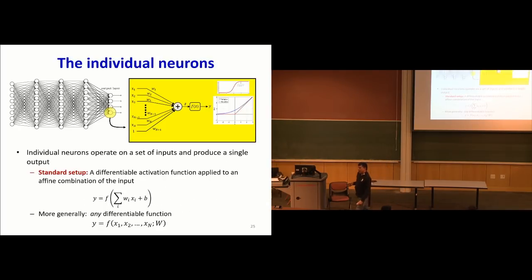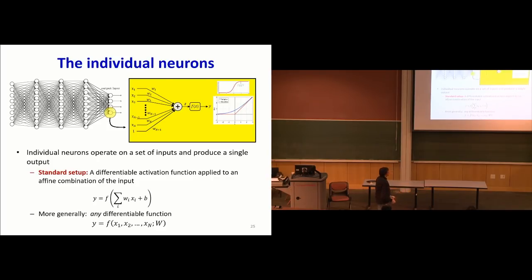Now, within this, we have to define the individual units, and we've seen this unit before. Here's the standard setup. You first compute an affine combination of the inputs, which is some weighted sum of the inputs plus a bias. And then, to this affine combination z, you apply an activation function f, where the activation function is differentiable.